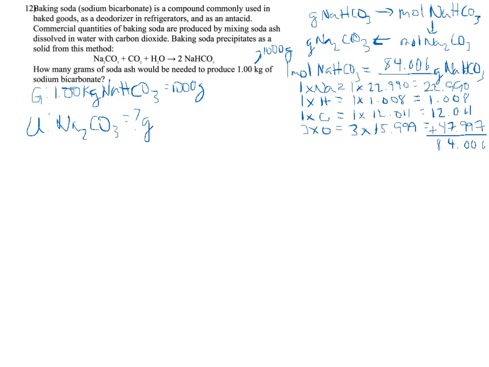And then we need to go from moles of sodium bicarbonate into moles of soda ash, or sodium carbonate. So that's moles of NaHCO3 equals blank moles of Na2CO3. For this, we have to look back at our balanced equation for our coefficients. There's a 1 in front of the Na2CO3, and there's a 2 in front of the NaHCO3. So we have 2 moles of sodium bicarbonate and 1 mole of sodium carbonate, or soda ash.